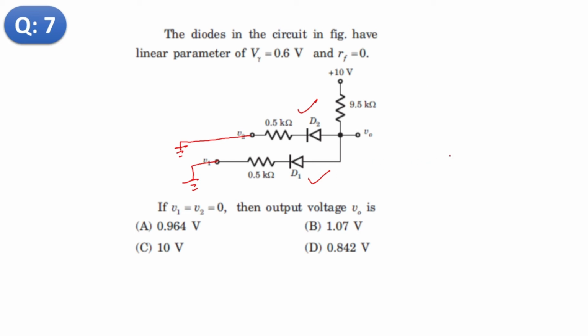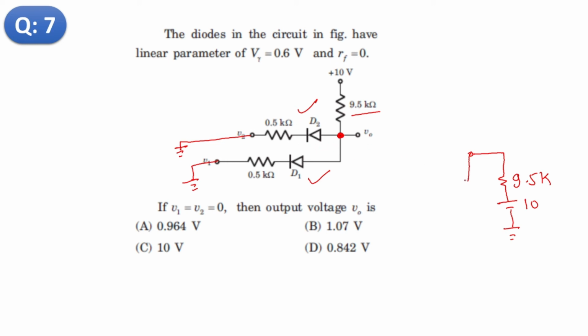So there is a VO and 9.5k, this branch. So this is the node, and this is the 9.5k branch, which is connected to the 10 volt battery, so this is 10 volt. And similarly for this branch we can write the equation, we can draw the equivalent circuit.